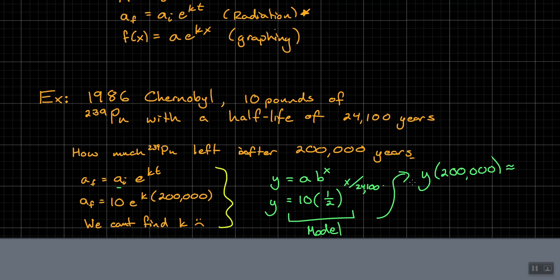10 times 0.5 to the power of x over 24,100. And I'm doing it here. You could do it just line by line and type it in. But if I want to know the amount left after another amount of time, then we should probably be able to do that quickly. I have this typed in then, and y equals. How do I evaluate y of something?